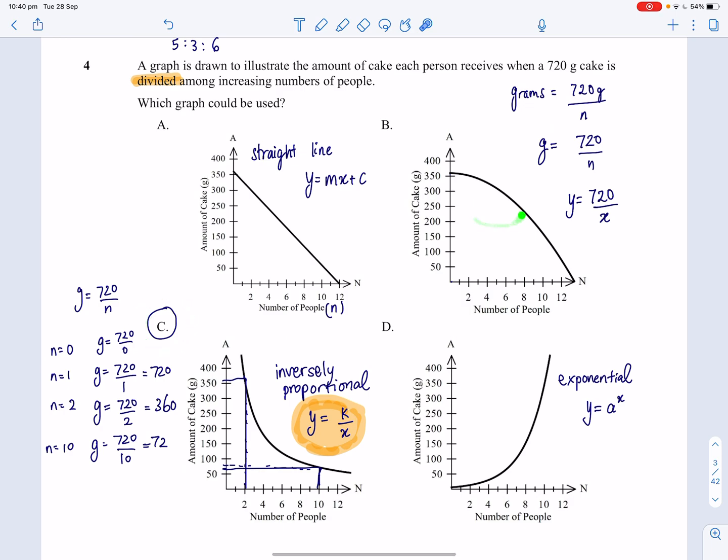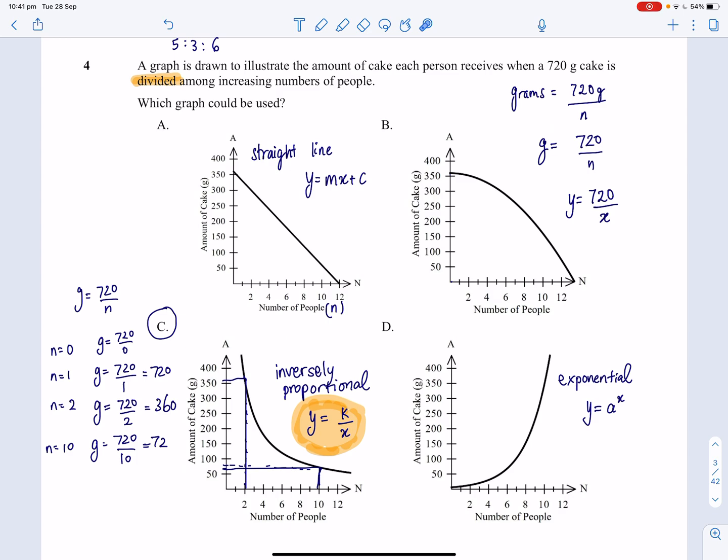If you're not convinced, maybe you're thinking, oh, it's either B or C, and you're not sure about B, you could also plot some points, even if you can't recognize these equations. So getting to this equation here, G equals 720 over N, I'm going to substitute some values in. I normally start with N equals 0 or X equals 0 because it's a good judge of where it's cutting the y-axis. If you plug in N equals 0, okay, 0 people, how many grams of cake does each person get if there's 720 grams when there's no people?